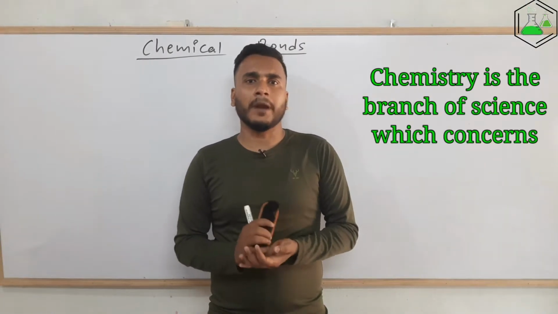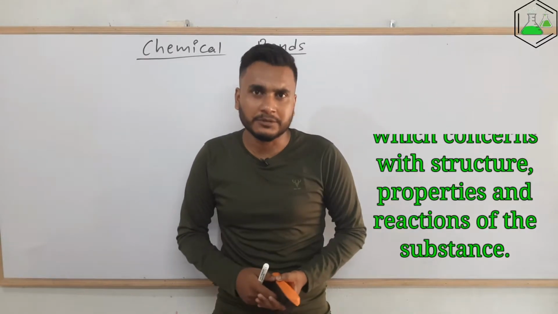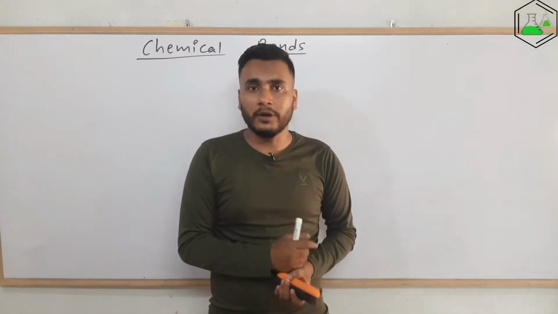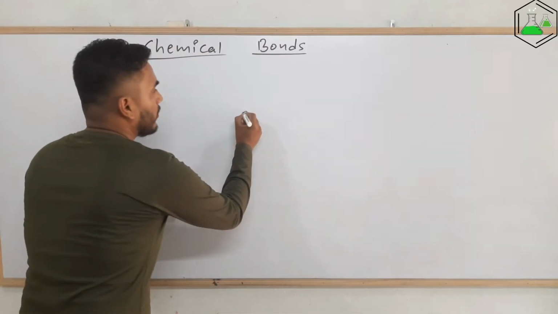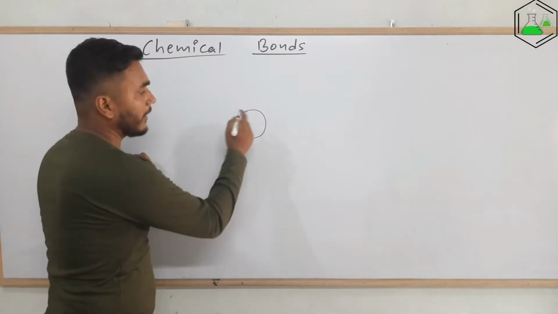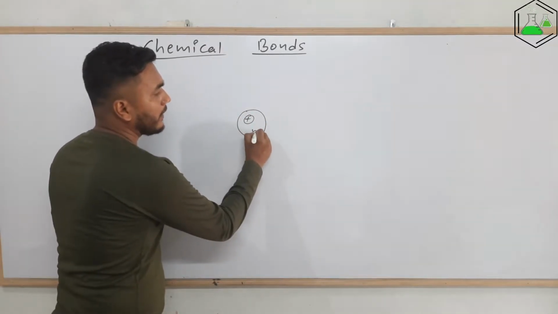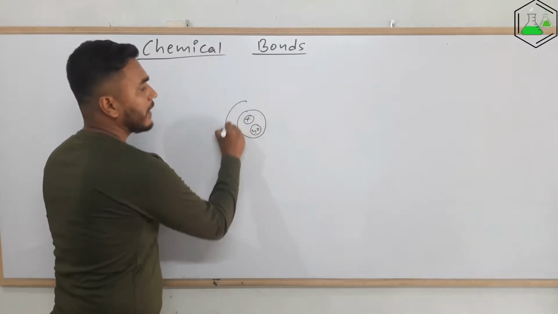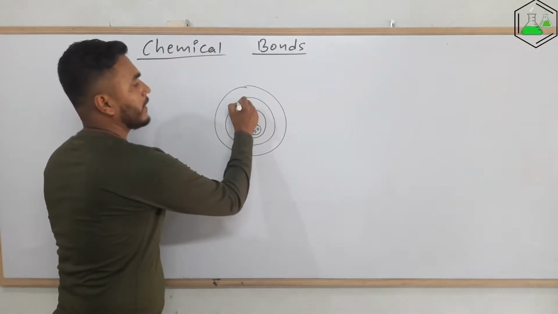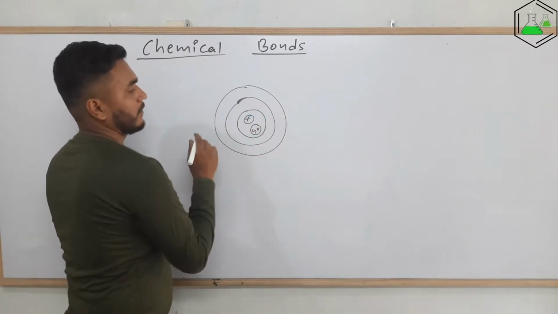We know that chemistry is the branch of science which concerns the structure, properties and reactions of any substance. And we know that all the substances are made up of atoms, right? So, let me make a structure of atom. We have been reading the atomic structure, right? And in the atomic structure, we see like this. There is proton and neutron in the nucleus, and around it electrons are revolving in a fixed orbit, right? In a fixed orbit, they are also called orbital, right?